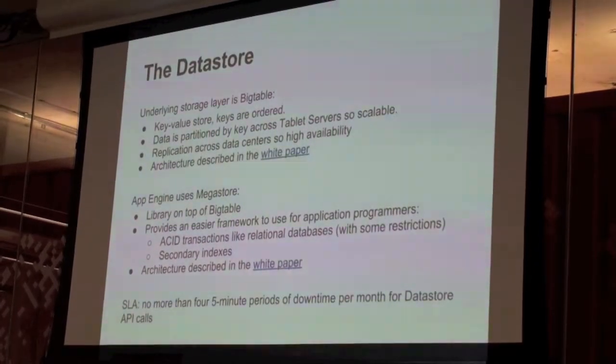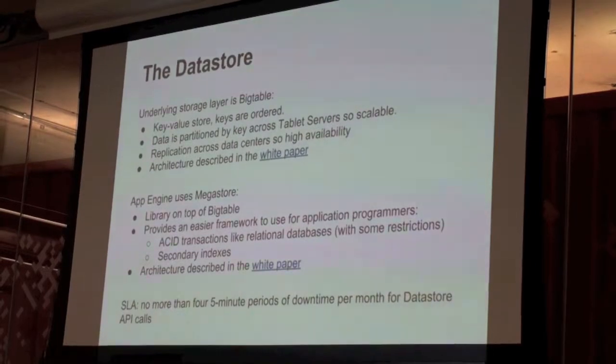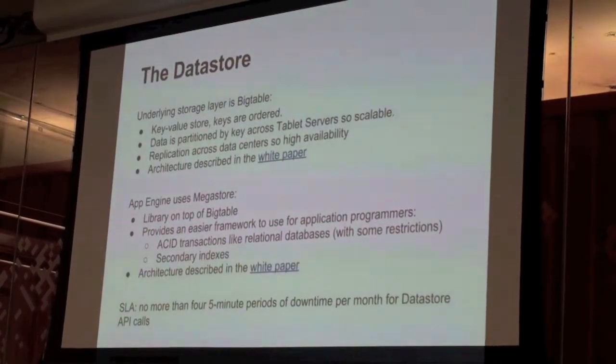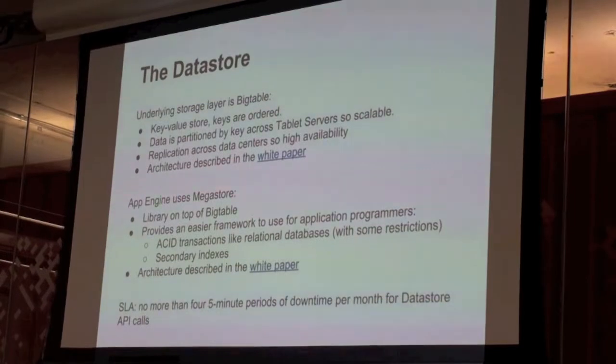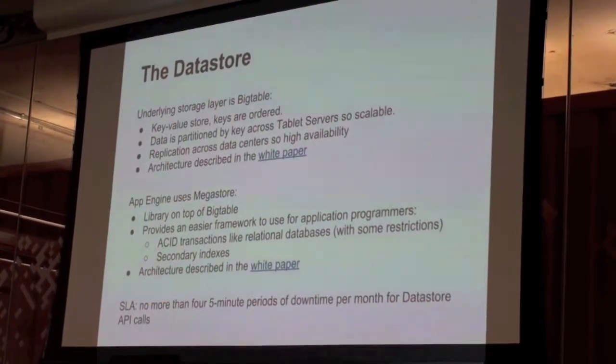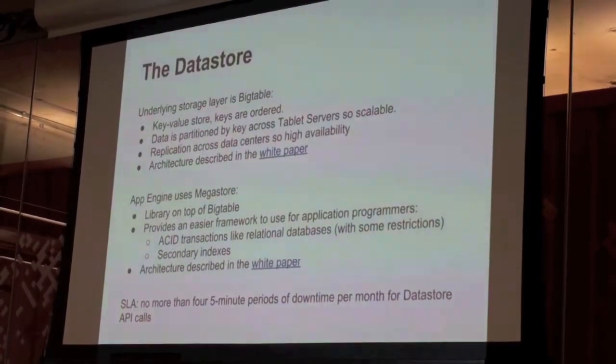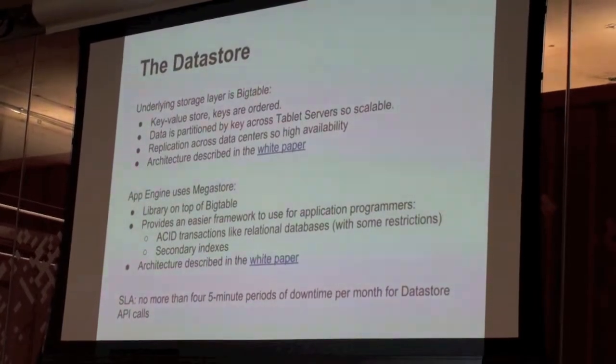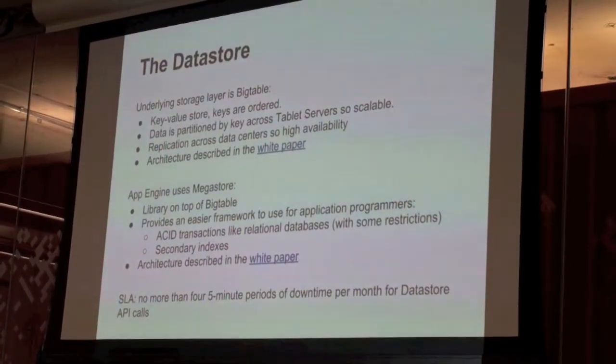App Engine actually uses a layer on top of Bigtable called Megastore. It's a library, and the reason we do that is because the data store is a very bare bones user interface for an application programmer. So what Megastore provides is the ability to do ACID transactions, and secondary indexes, so you can sort your rows by different dimensions other than the primary key. And again, there's a white paper which describes the entire architecture, which you should probably read if you are really getting deeply into it.